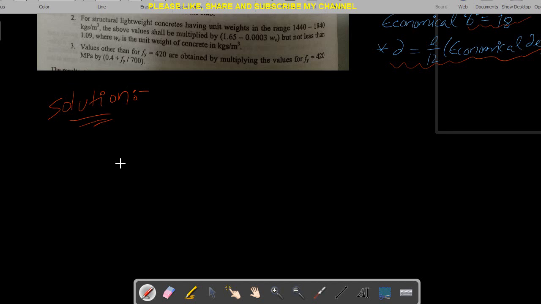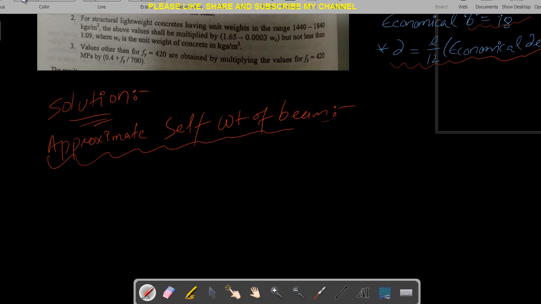Now, first of all, although in the previous example I did not consider the self weight of the beam, let me calculate the approximate self weight of the beam. This is important. You will understand how to include the self weight of the beam. The service dead load of beam per running meter, right? The equation will be like this.